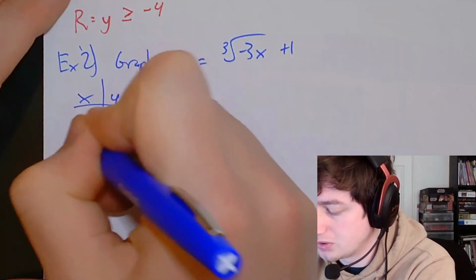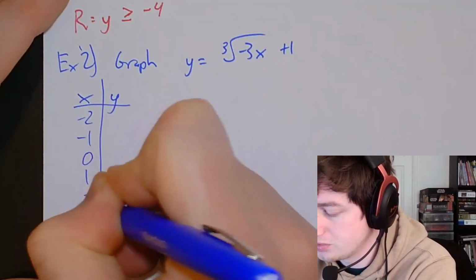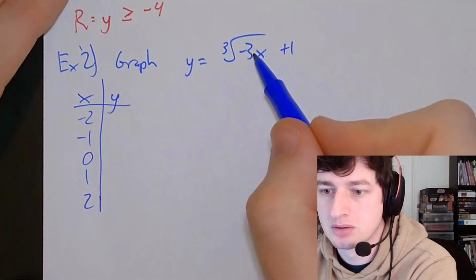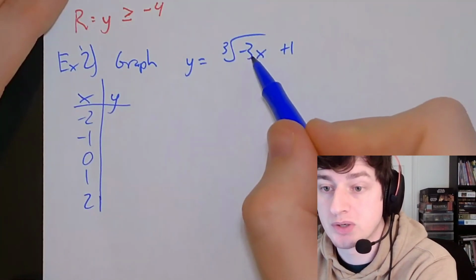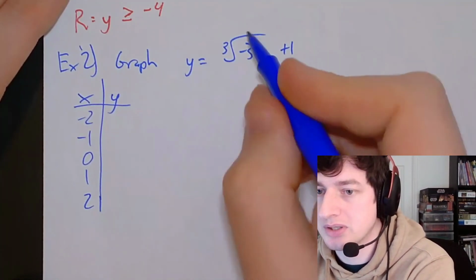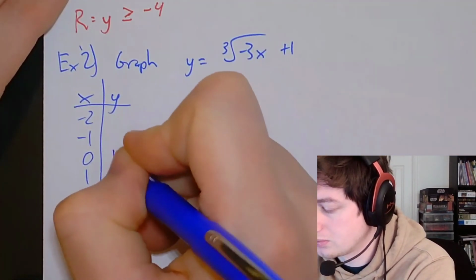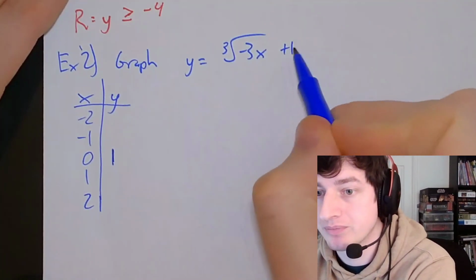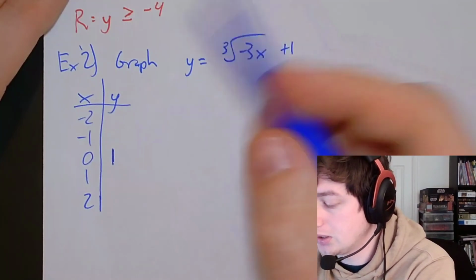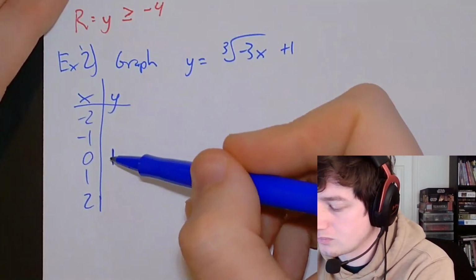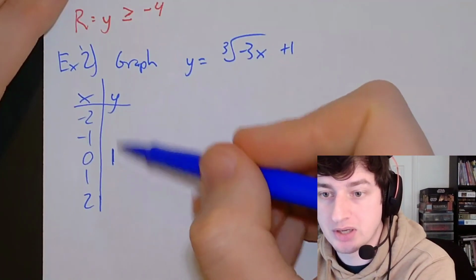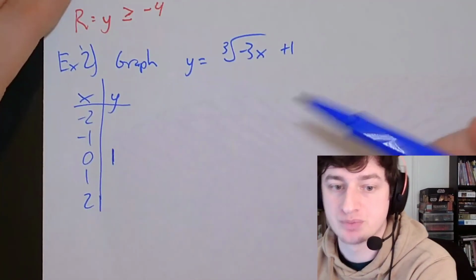So -2, -1, 0, 1, and 2. And we're going to get decimals for everything, because this is a cube root and we're multiplying, except for the 0 here. So when we plug in 0 to this, we get 1. It's been shifted up, and then it's being flipped over and stretched by 3 here. So yeah, 0, 1 is going to be on our graph, and then these other ones just plug into a calculator.